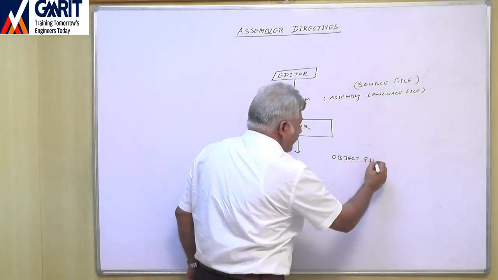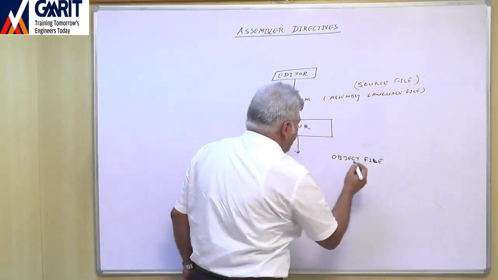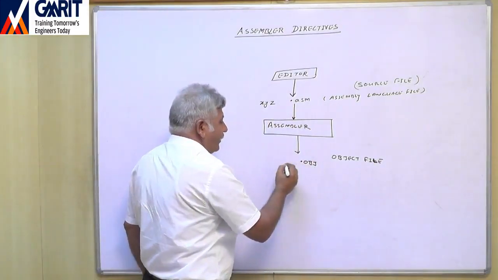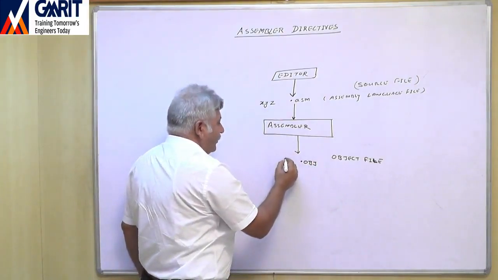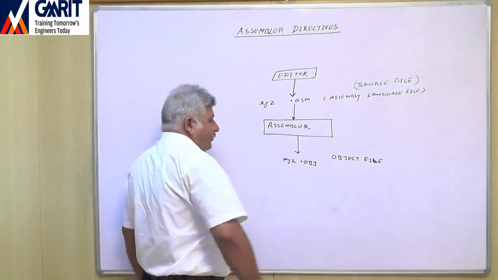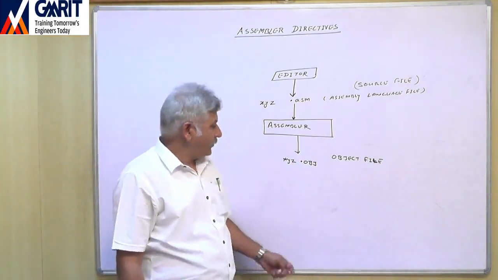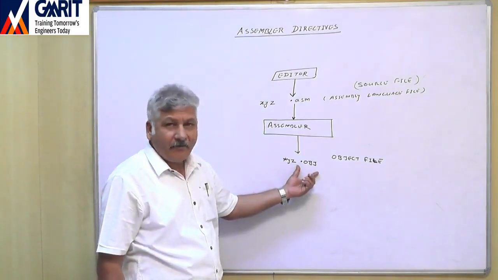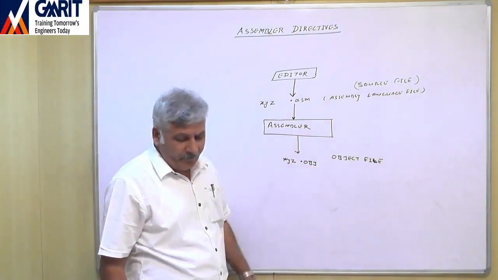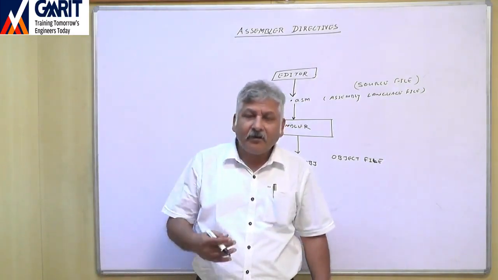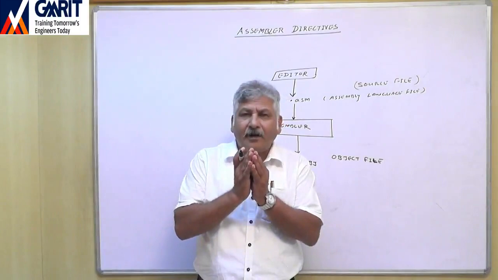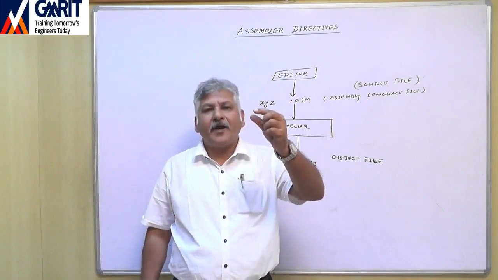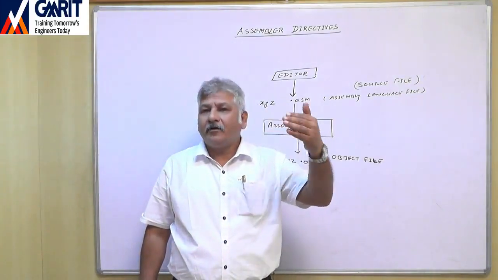Object file. So the object file will have the extension .obj. The name of the file will remain the same, x, y, z .obj. So this object file is in the form of binary values, right? So this is basically a binary file. But in this binary file, the memory locations are not assigned yet. The only thing it has is the binary code of a particular opcode.